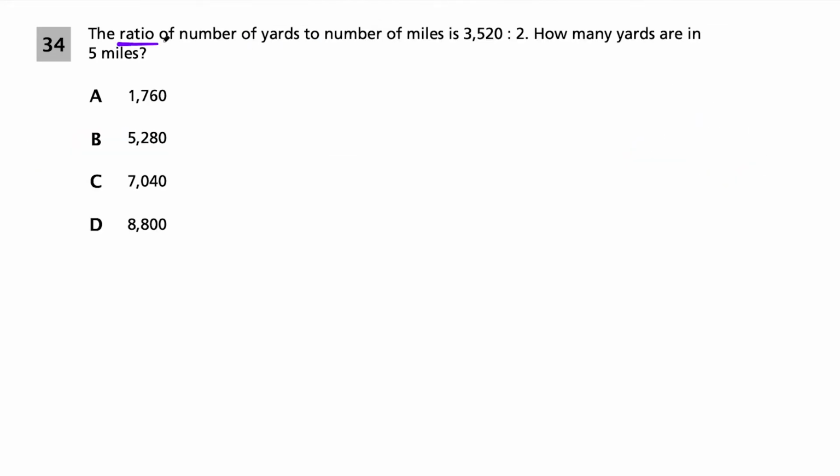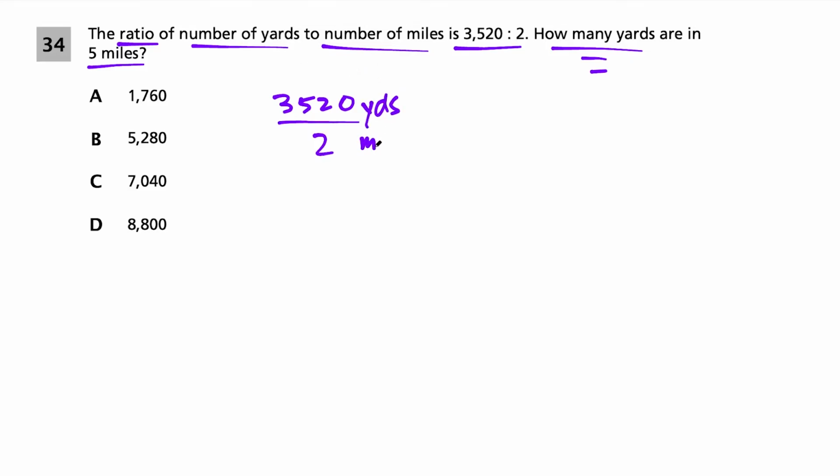Question 34, we have the ratio of the number of yards to the number of miles is 3,520 to 2. How many yards are there in 5 miles? So for this one, let's just write this out. We have the ratio 3,520 to 2. And remember, it's yards to miles. So you have to know how to write this ratio in the form of a fraction. You could just write the thing on the left in the numerator and the thing on the right in the denominator like this.